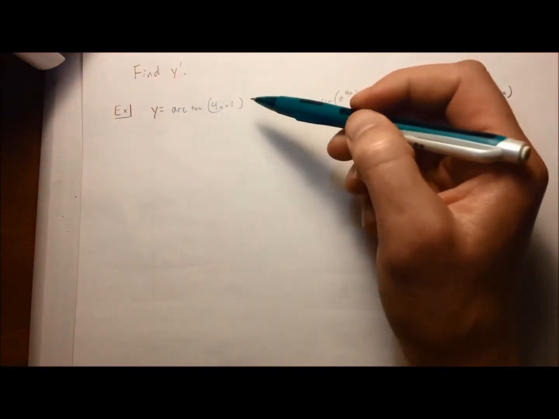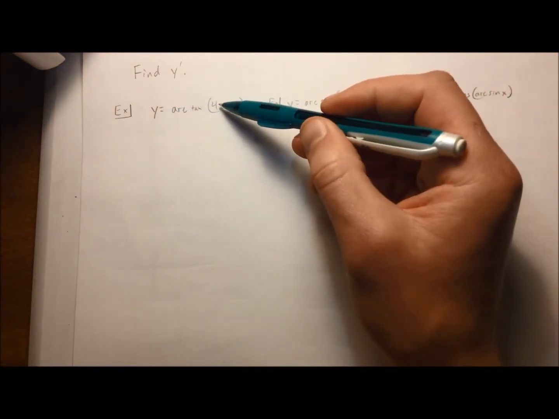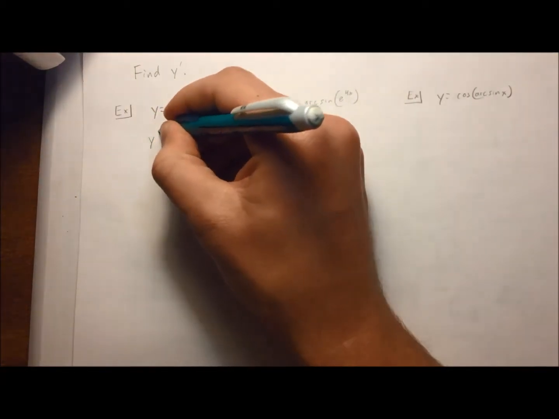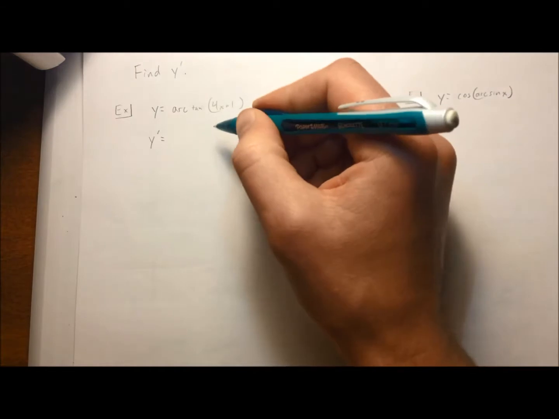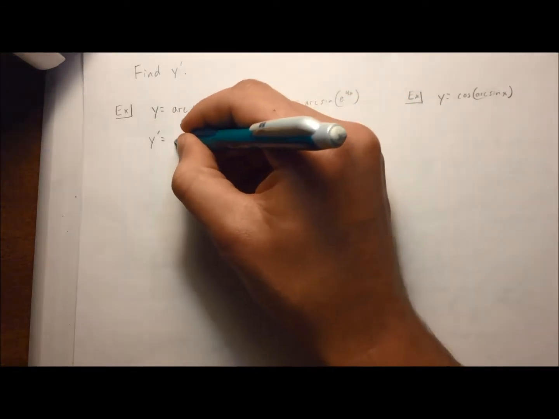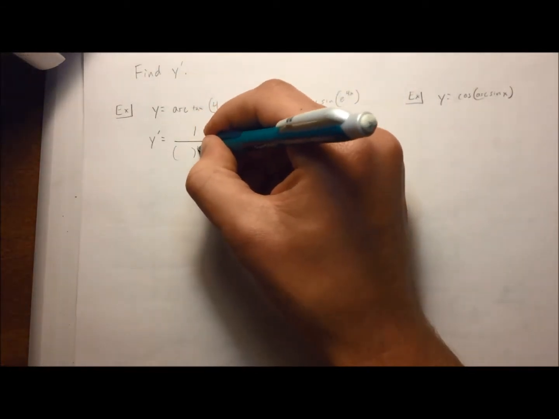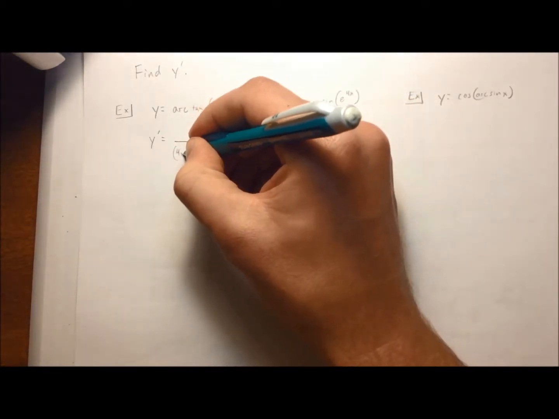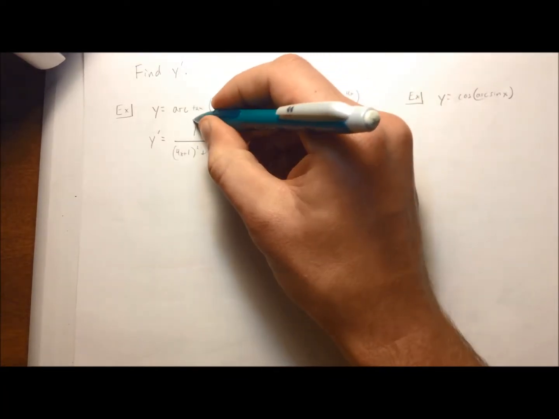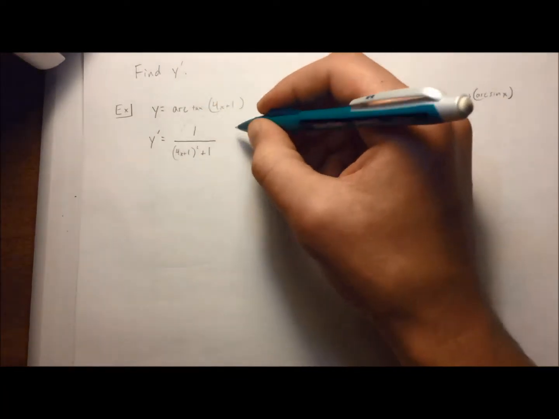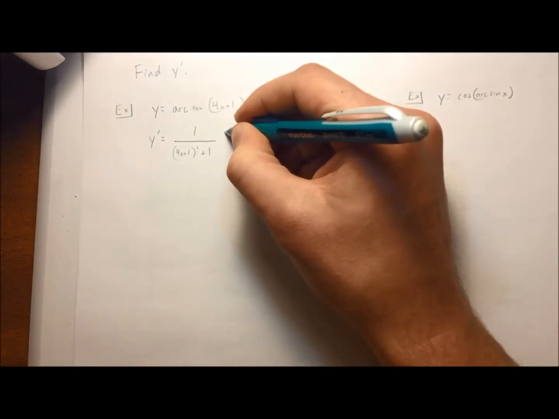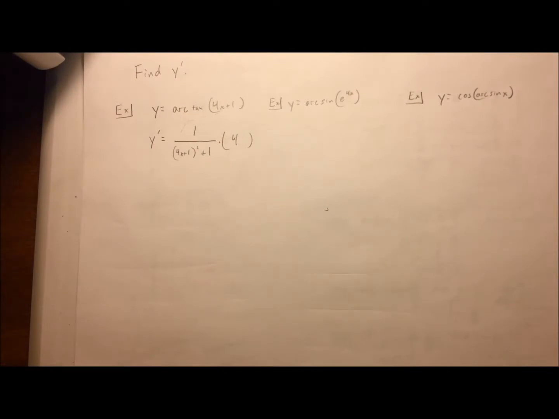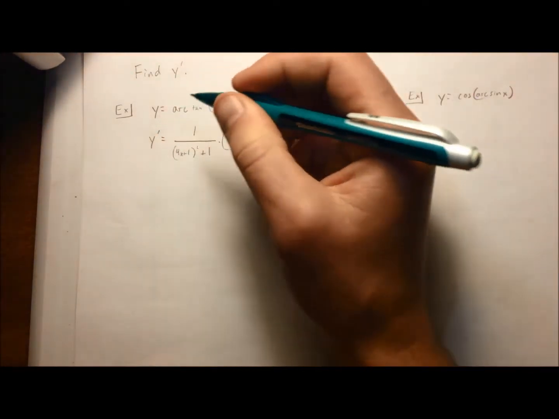So what if y is equal to arctangent of 4x plus 1? Got to find y prime. Well, if I remember the formula, it's 1 over x squared plus 1. The x in this case is the 4x plus 1. But by the chain rule, I got to take the derivative of the inside, times 4. Now that right there is my answer.